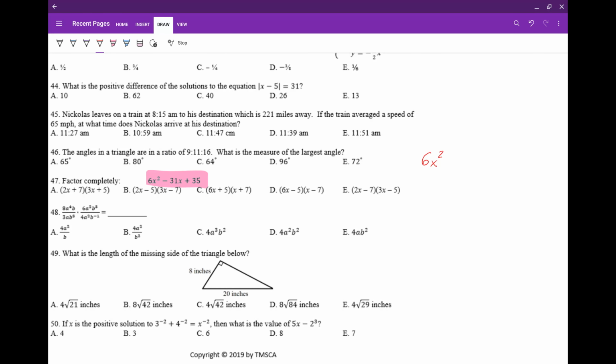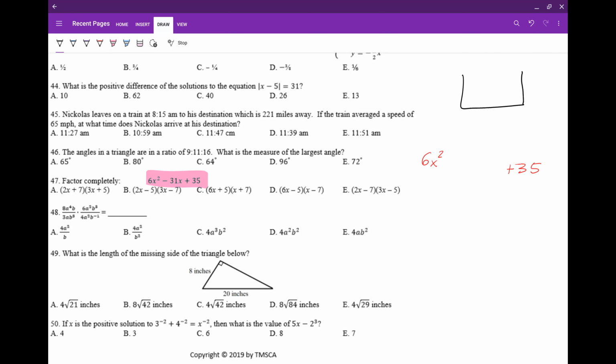I find that might work. So I have 6x squared as my a value. I have positive 35 as my c value. I'm trying to find a combination that gets to my b value. I'll also solve this with the box method for those that like to do that.